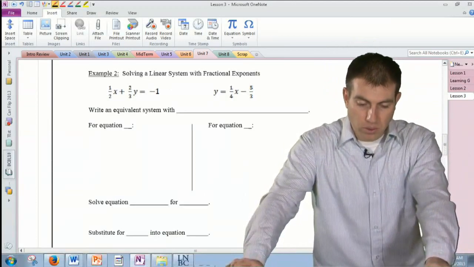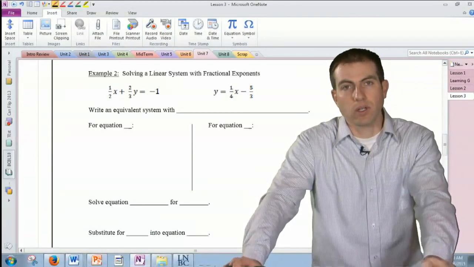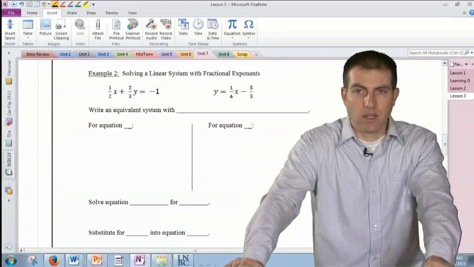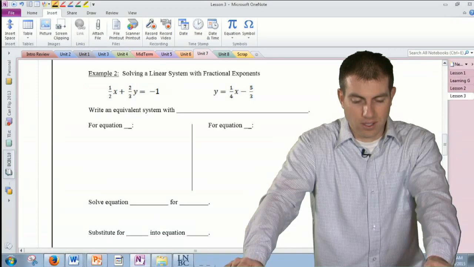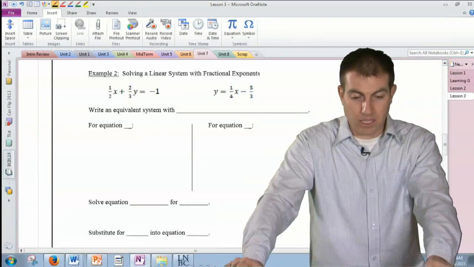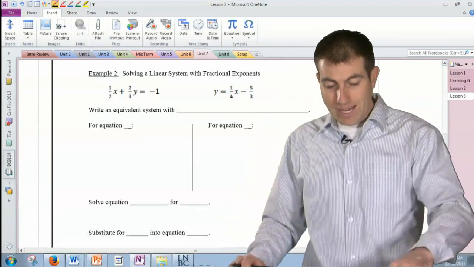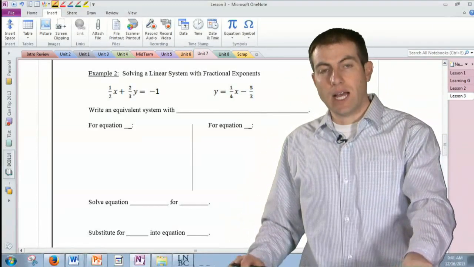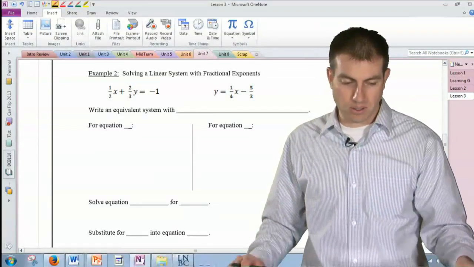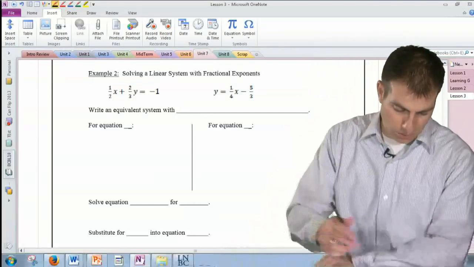Solving a linear system with fractional exponents. So this is the same question we're going to solve by substitution, except we have fractions in both of the equations. So it's kind of like the one I did at the beginning of the block. Now, when we don't have to deal with fractions, generally speaking, that makes life a little bit easier. So we'll follow the steps from the previous question. We'll just go through it.